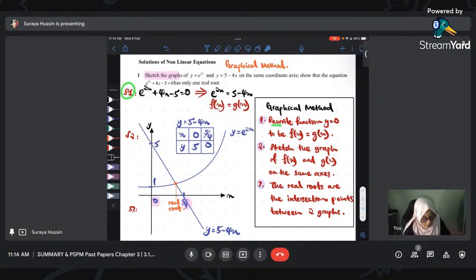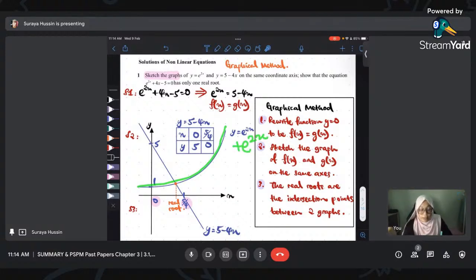The step 1, they say that kita perlu asingkan dia menjadi 2 function supaya kita nampak lah. Dalam soalan ni dah bagi terang-terangan 2 function yang berbeza, so boleh terus kepada sketching graph. Okay, first of all, you sketch the graph of the positive exponent. Bentuknya macam ni lah.